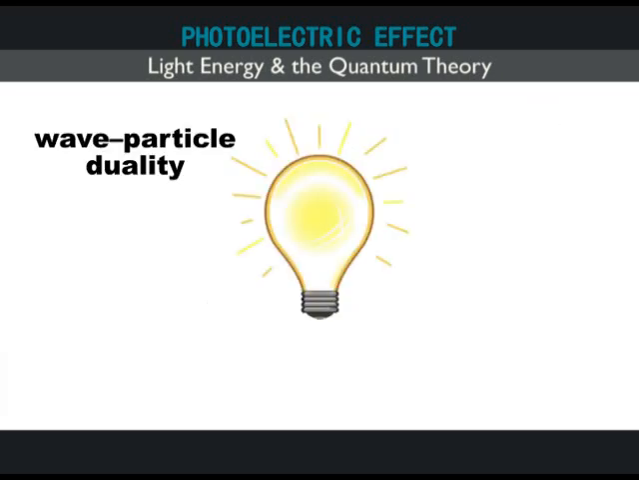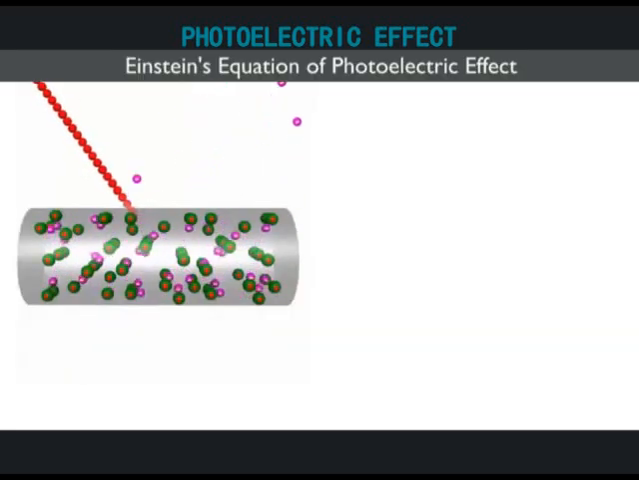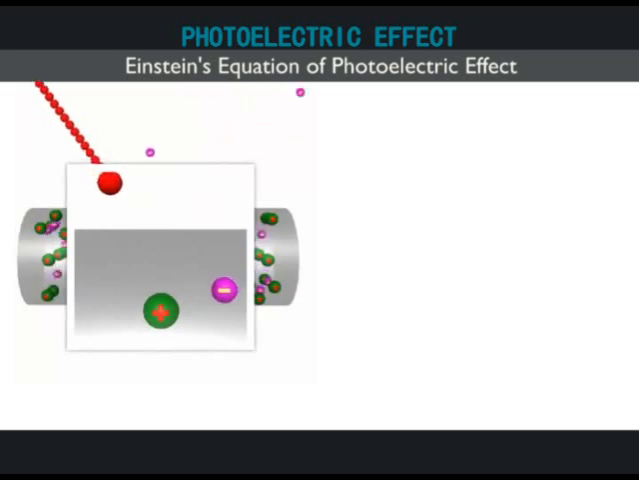So now we know that light obeys the wave-particle duality, meaning that it is both a particle and a wave at the same time. Let's talk about Einstein's equation of photoelectric effect. Now, when photons are incident on a metal surface, the metal electrons absorb energy from the photon.